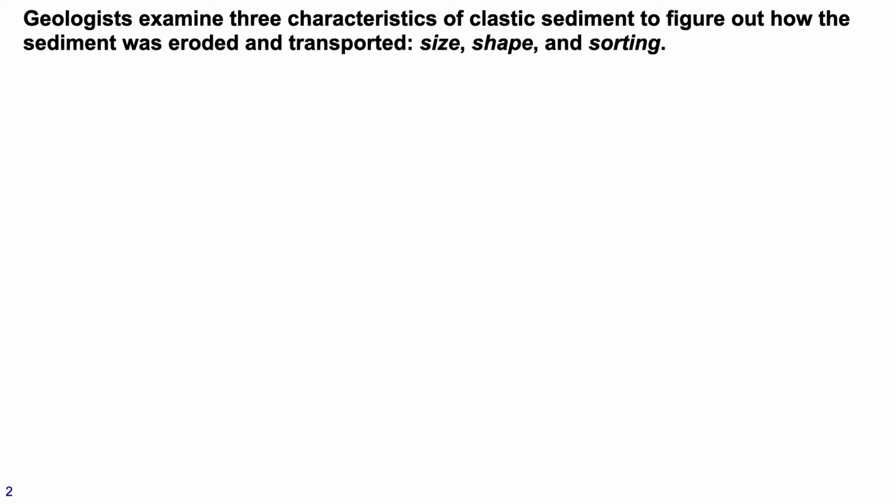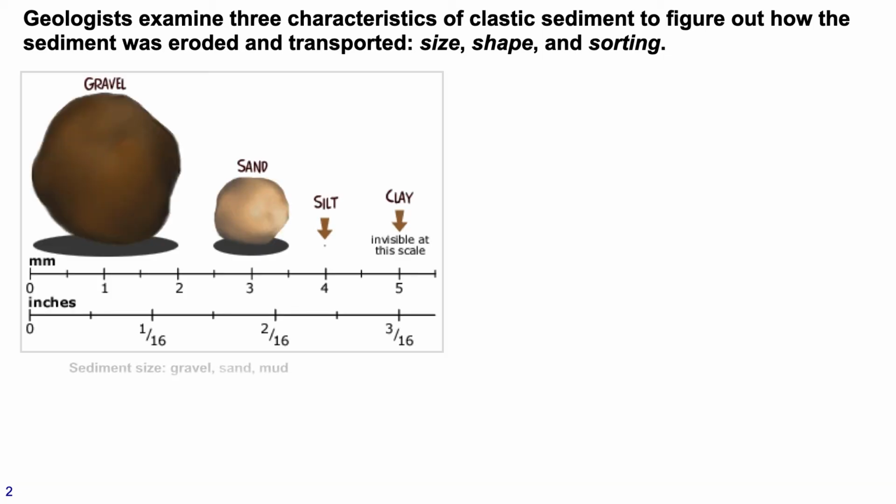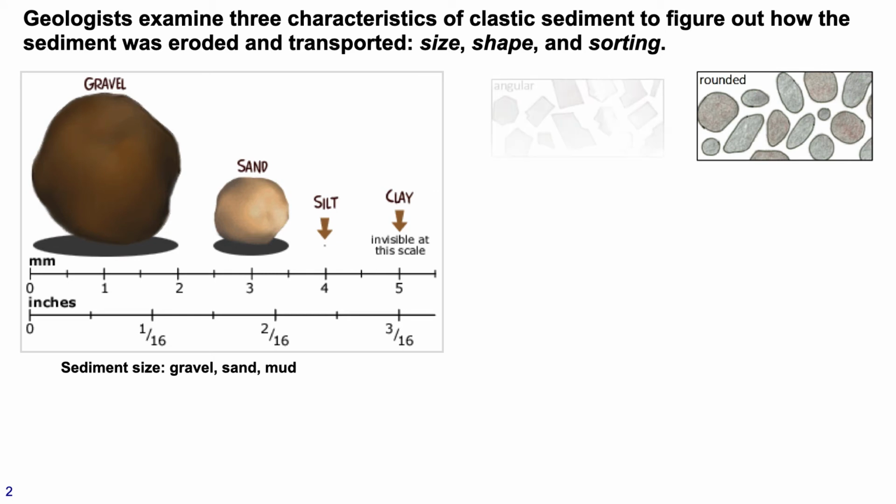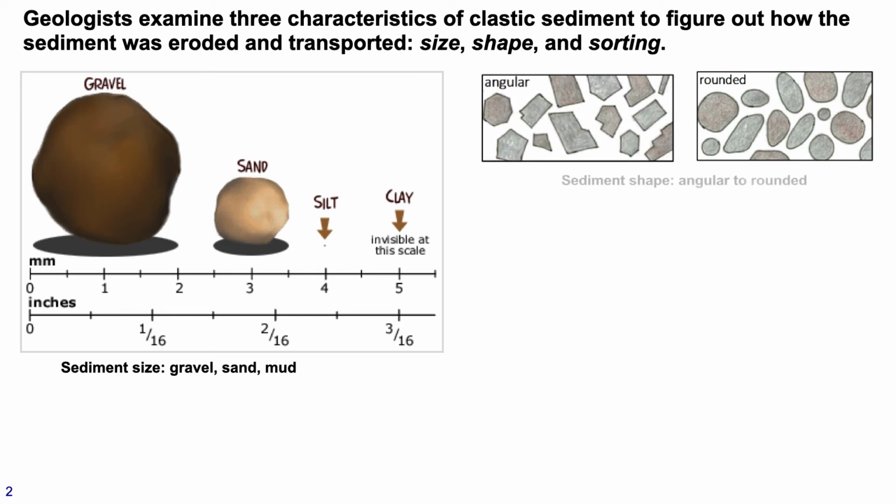Geologists examine these three characteristics of clastic sediment to figure out how the sediment was eroded and transported. Again, this is the size, the shape, and the sorting. When we're talking about sediment size, we're talking about gravel, sand, or mud. And we've got a new image here to help you understand what these size classes look like. When we're talking about sediment shape, here's a visual for angular sediment. It looks just broken, maybe like a fractured or cleaved mineral. And then there are more rounded particles that you're maybe more used to seeing at a beach in Michigan.